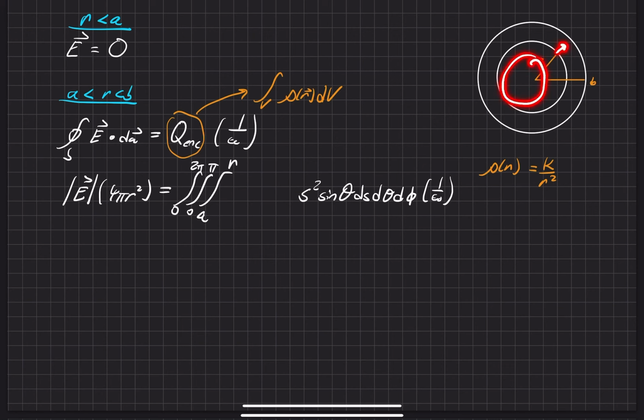We could integrate from here to here. It does encompass everything that's on the inside here, but there's nothing inside. So we don't really need to start our integral until the radius of a, because that's when the charge starts in accordance with the problem. So we'll go ahead and do that. And then, of course, our rho that we're integrating is k over r squared.